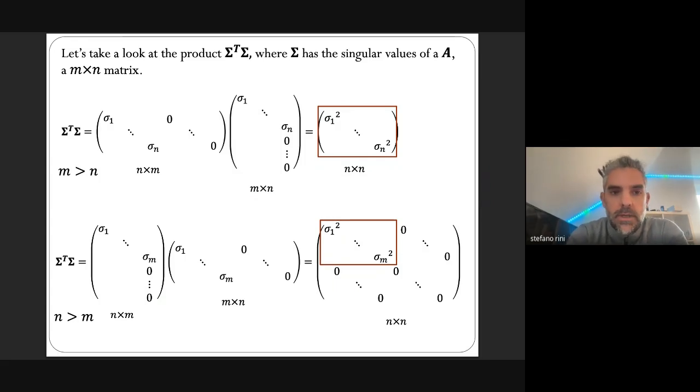Okay, so let's look at the sigma transpose times sigma formulation, right? So if m is greater than n and we are in this zero padded form, then the sigma transpose times sigma is equal to this n times n matrix. And here, if we take the sigma transpose times sigma where n is greater than m, then we have this n times n matrix, and this is all zero padded. Okay.